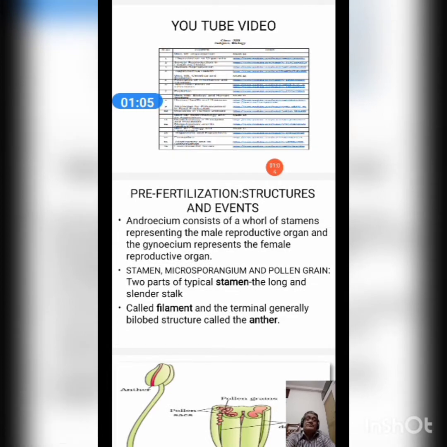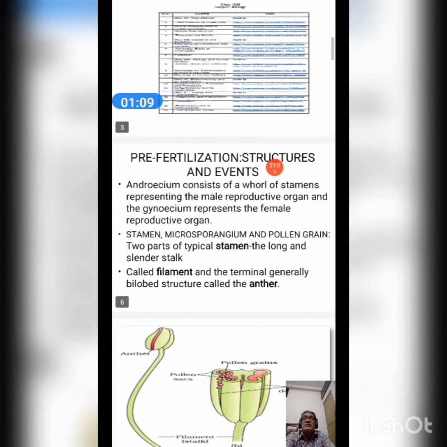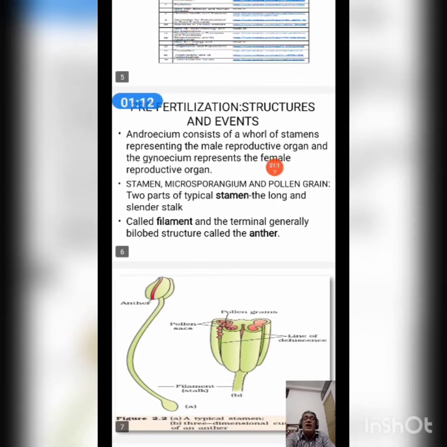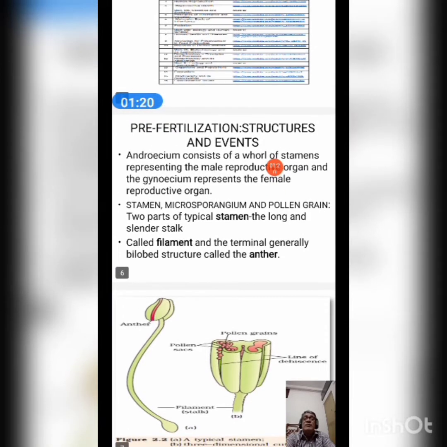Now let us talk about pre-fertilization structures and events. Actually, the androecium consists of a whorl of stamens representing the male reproductive organ, and the gynoecium represents the female reproductive organ. So stamen, microsporangium and pollen grain are interrelated with each other.